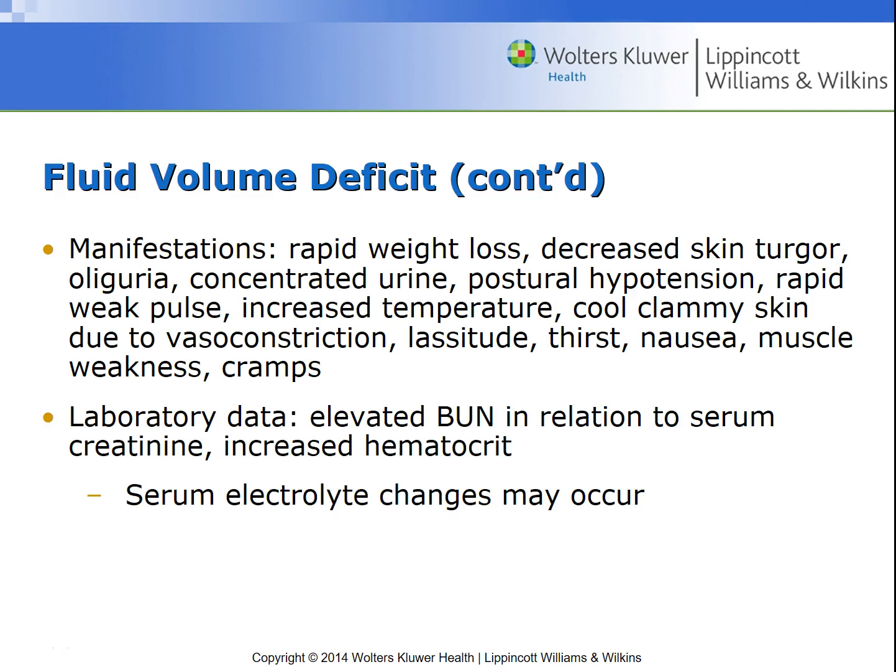Manifestations could be rapid weight loss, decreased skin turgor, oliguria, concentrated urine, postural hypotension, rapid weak pulse, increased temperature, cool clammy skin due to vasoconstriction, lassitude, thirst, nausea, muscle weakness, and cramps. All right, so let's break this down pretty simple. The rapid weight loss, decreased skin turgor, oliguria, and the hypotension and the weak pulse, those are due to the fact that you are dehydrated.